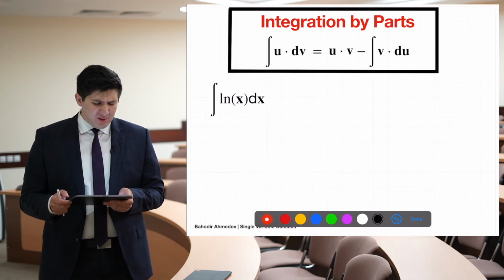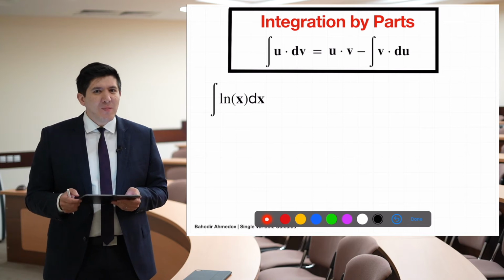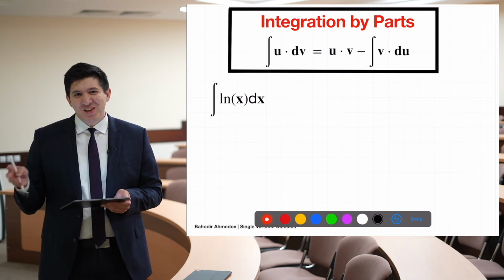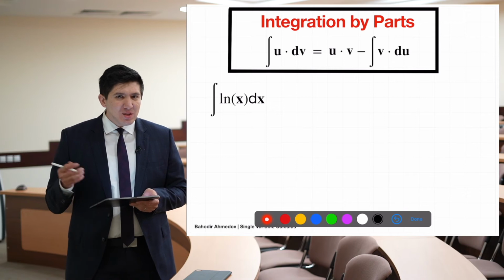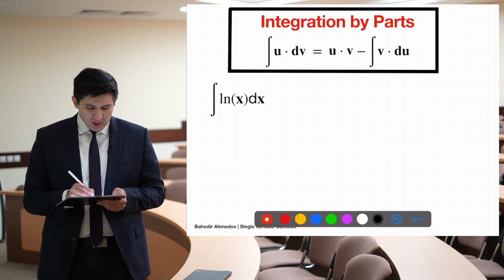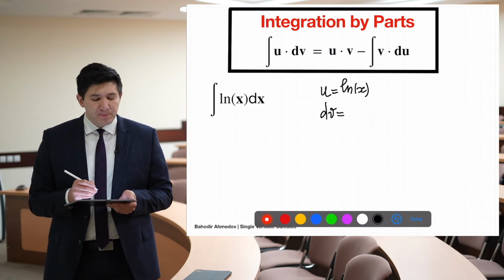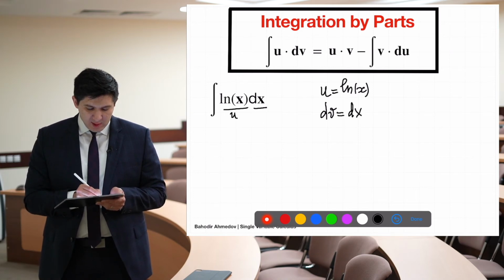At first glance, you might say to me, hey, I don't have two functions here. I don't have the multiplication of two functions. But I would say to you, hey, you have. You have ln of x and dx. You can look at them as separate functions here. So can you take the derivative of ln of x? Well, yes, I can do it. That is why I'm going to denote u as ln of x. And the rest, which is the dx, is going to be denoted as dv. So this is the u, and this is the dv.